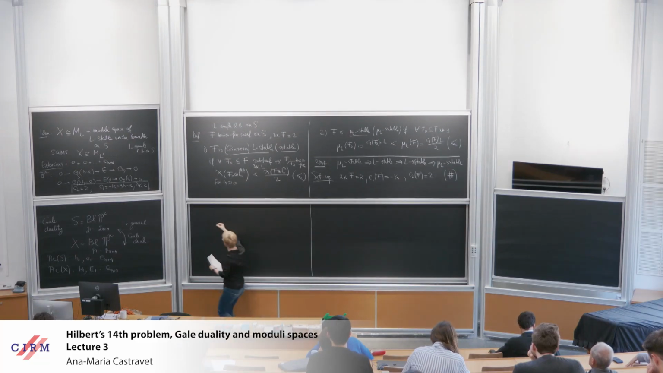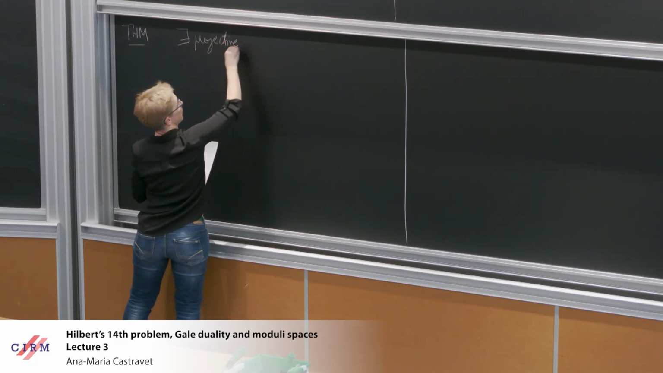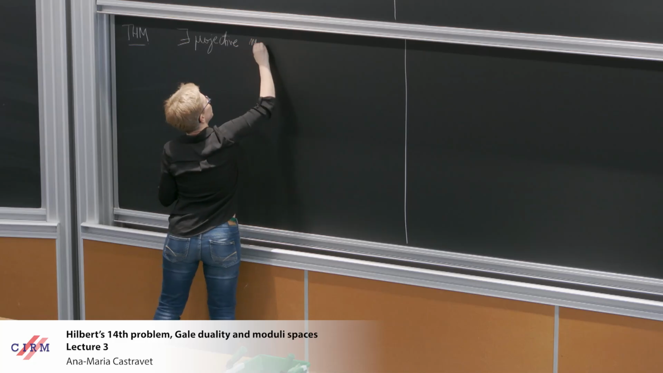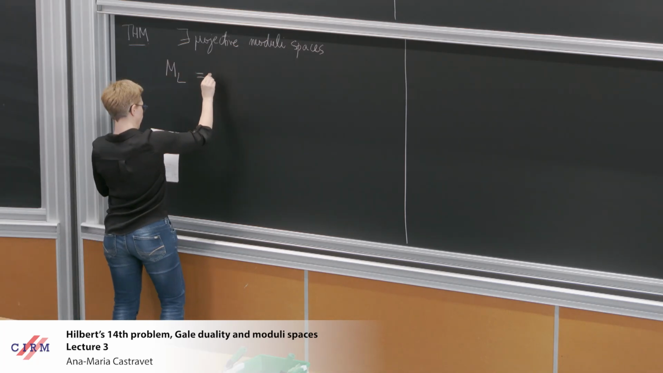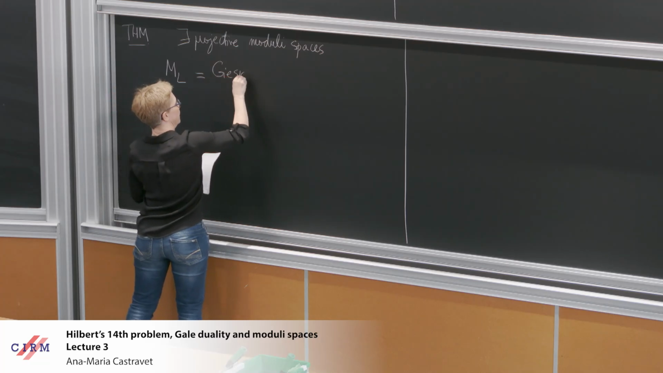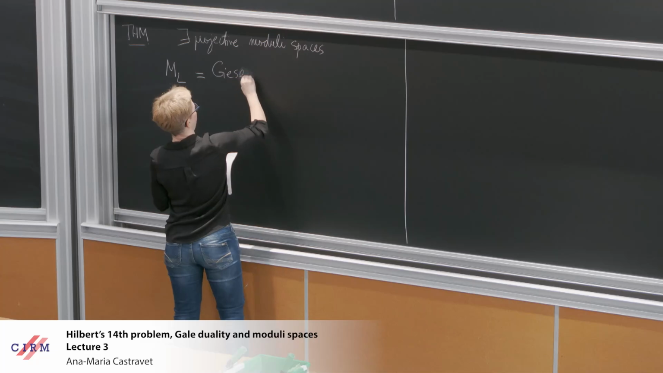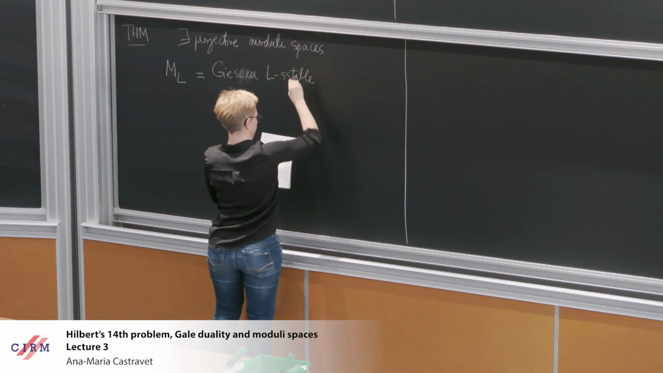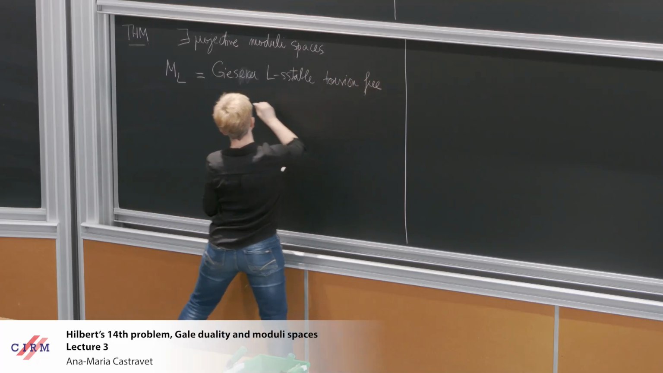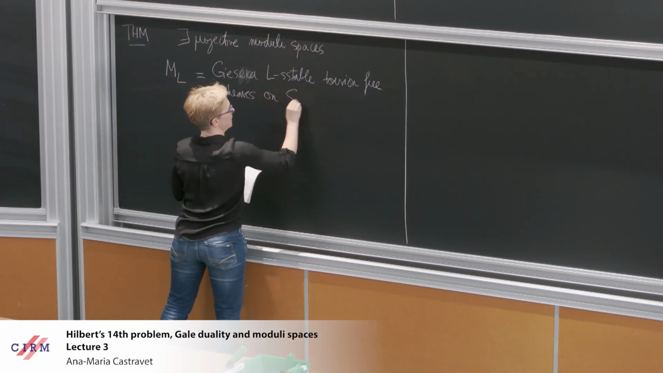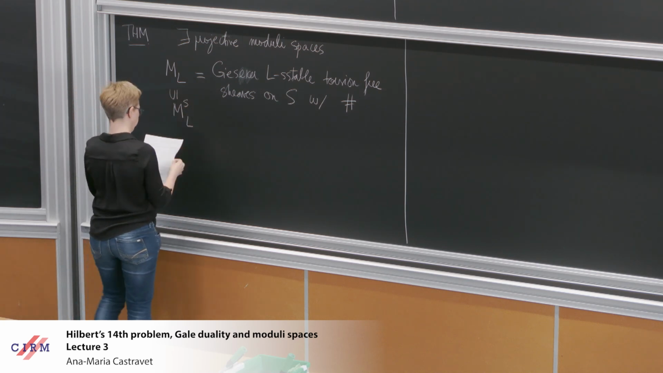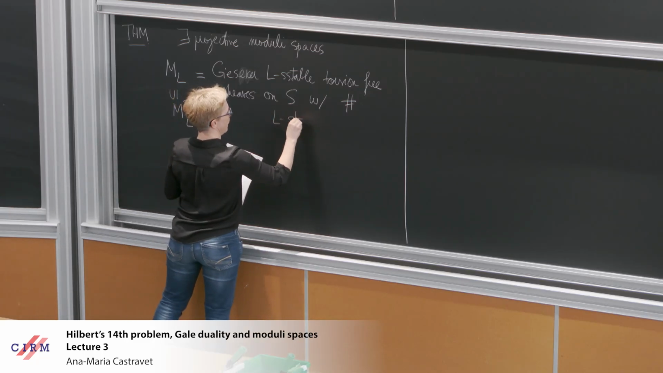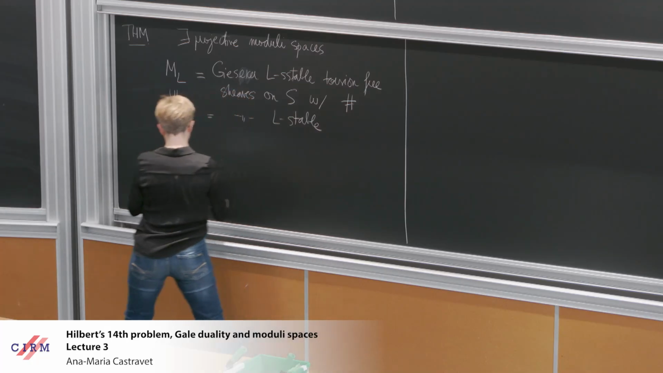Okay, and then the theorem, which sums this up, is that there are projective varieties which parameterize stable objects. I'll call them projective moduli spaces. I'm going to denote by M_L the moduli space of Gieseker L semi-stable torsion-free sheaves with our numerical invariants. There will always be here an open set which parameterizes stable objects.